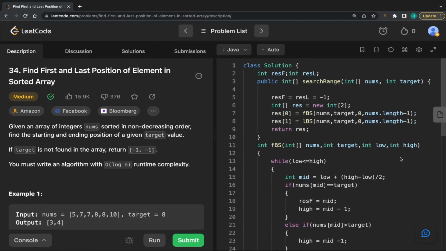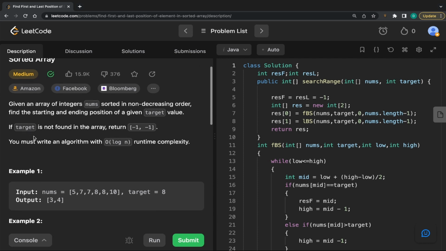Let's try to understand this question. This question is available on GeeksforGeeks, on Leetcode, and different platforms. Here I have Leetcode. So you can see, find first and last position of an element in a sorted array, right? If you remember, binary search can be applied if the array or the array list is in sorted order. So the question says, given an array of integers nums, sorted in non-decreasing order, find the starting and the ending position of the given target value.